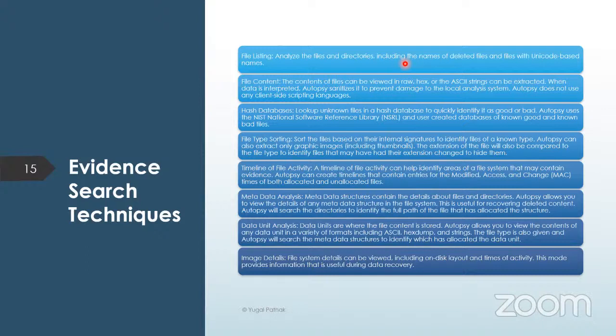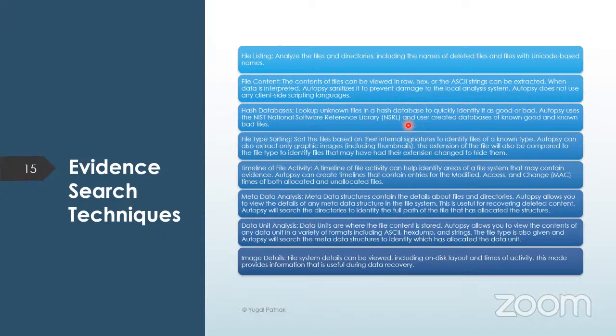Second, we can search the files in digital media by file content. We can view the content of the files in raw, in hex, in ASCII strings, and then interpret what the content of the file was. We can recreate the file by changing the file signatures if they were altered intentionally, and we can see what the actual file was. Autopsy also gives us a procedure to sanitize the local system in case it was damaged.